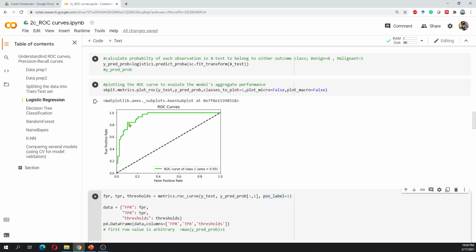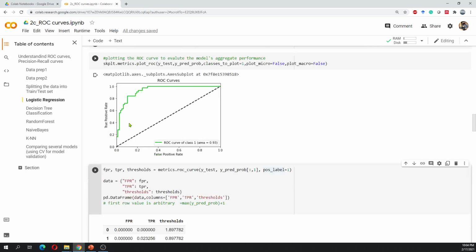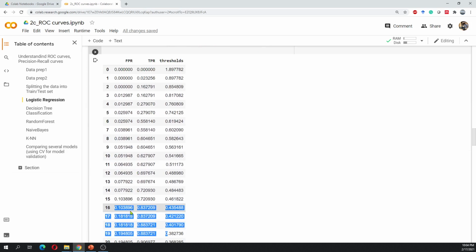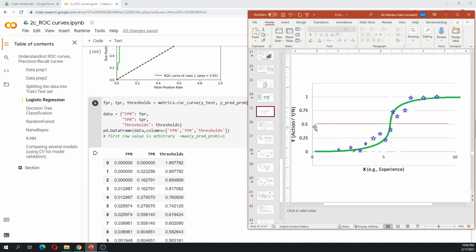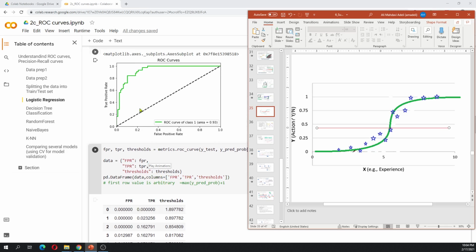So here, these two points are the same. Let's see if we can find them. Okay, it's these two. So it could be the lower one, it seems like. So this is the threshold here. If we use a threshold of 0.42, basically if we use something here, that's the true positive rate and false positive rate we will get. So that's what the ROC curve is showing us.